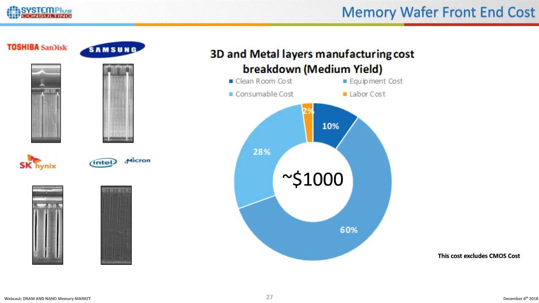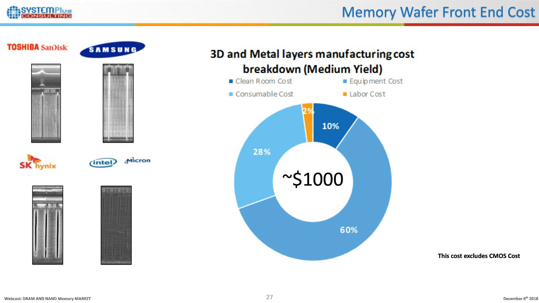So here I'll give you a brief summary of the memory wafer cost, the 3D NAND, the metal layers. So here the breakdown of the cost actually contains the clean room cost, the consumable, this is the material that is being used, the equipment cost, and the labor that is used to manufacture the 3D NAND memory. So here I am only counting the 3D NAND layers and the metal layers, the top metal layers. This excludes the CMOS cost. So actually our wafer cost is almost $1,000, and 60% is actually linked to the equipment cost.